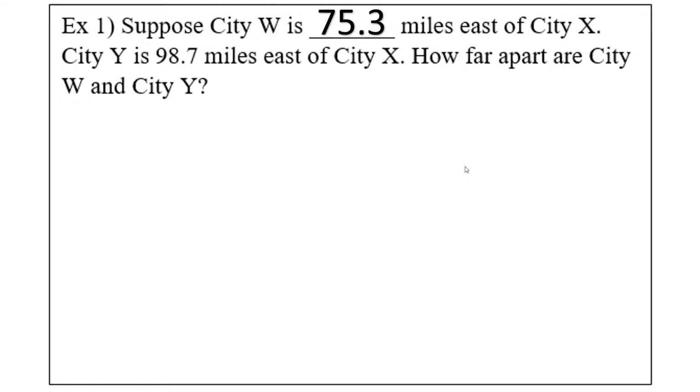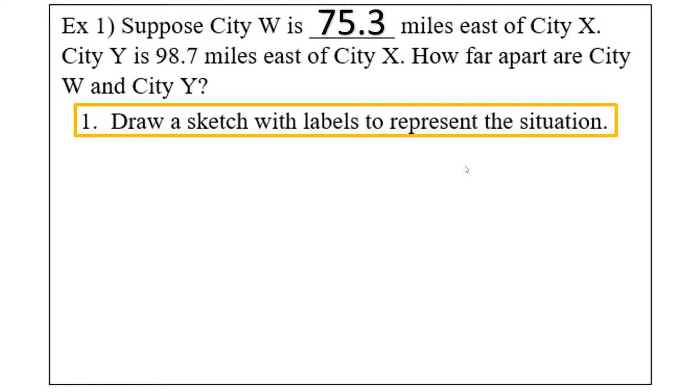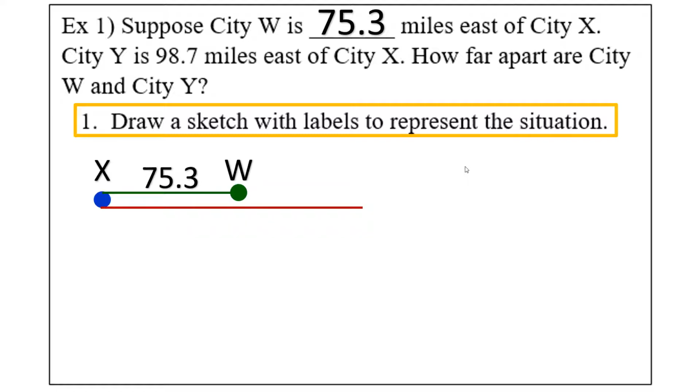So example 1 is, suppose city W is 75.3 miles east of city X. City Y is 98.7 miles east of city X. How far apart are city W and city Y? So drawing a sketch, we have city X, and then it says city W is 75.3 miles east. East is to the right, so city W is there at 75.3 miles. And then city Y is 98.7 miles east. So it's also east of city X, so I drew it below.